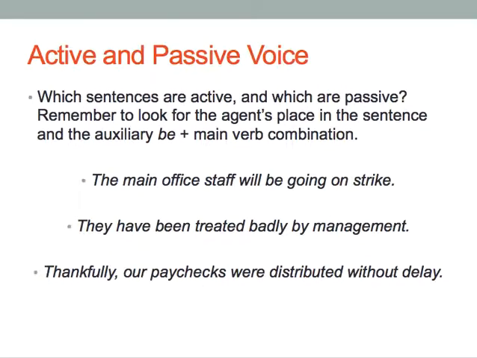Take a minute here and look at these three sentences and try to determine for yourself which one is active, which ones are passive. Remember to look for the agent's place in the sentence. Is it in the subject part of the sentence, the preverb part, or is it in the predicate? And also to look for that auxiliary be plus main verb combination. Go ahead and pause your video while you do this, and then we'll come back with the answers.